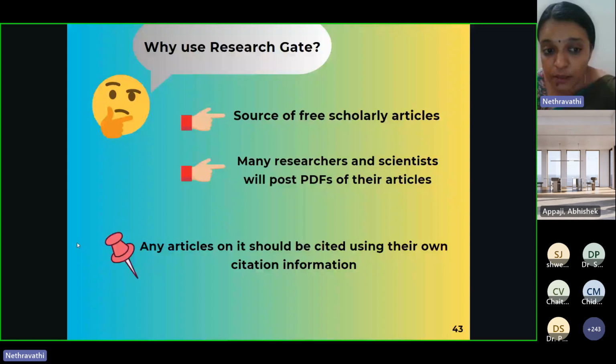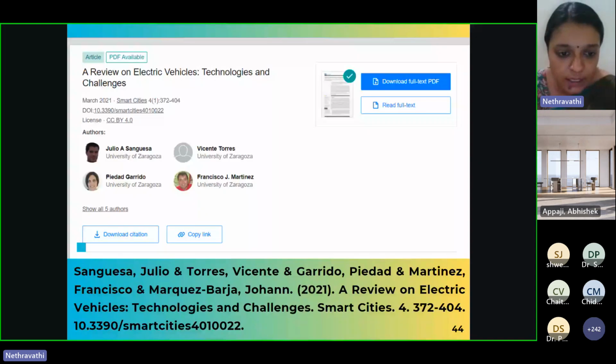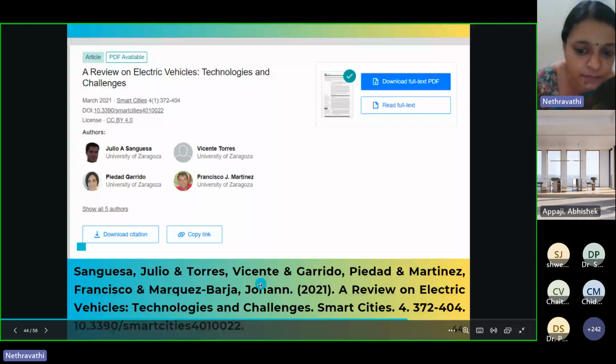But one thing you have to remember is, though you download the paper from ResearchGate, if you are using it in your work and going to cite that paper, do not ever use ResearchGate in the citation. When you cite any paper downloaded from ResearchGate, it should follow its own original publication citation format. Some random paper I have taken from the web.